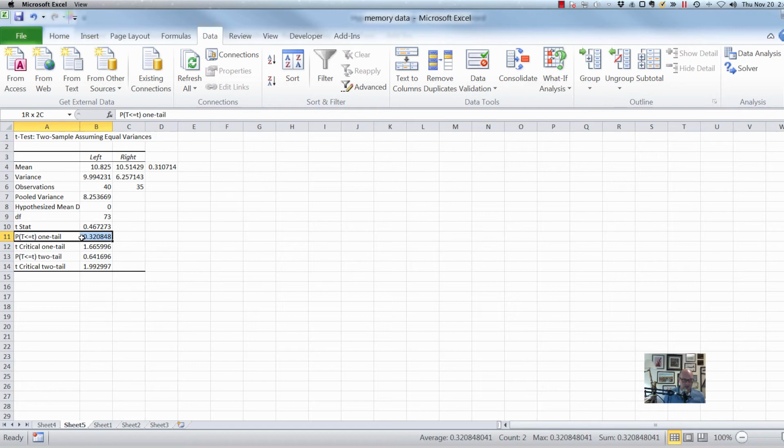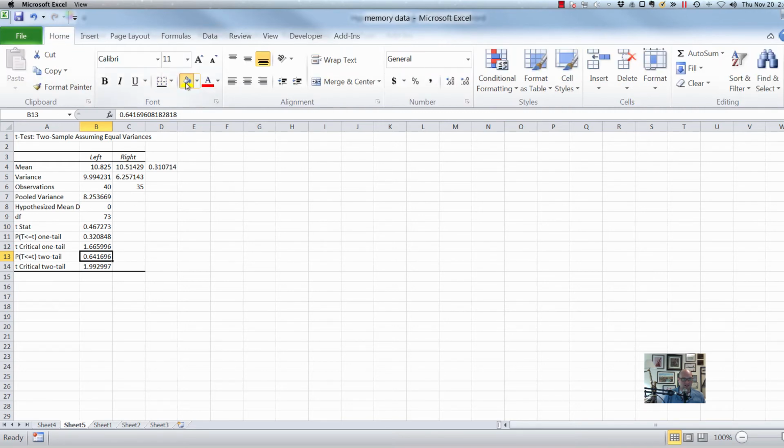We got two p-values here. These two right here. So here's a one-tailed p-value and here's a two-tailed p-value. We started at the beginning and said this is a two-tailed test. 0.641 is our p-value. That's not very low. It's really high.